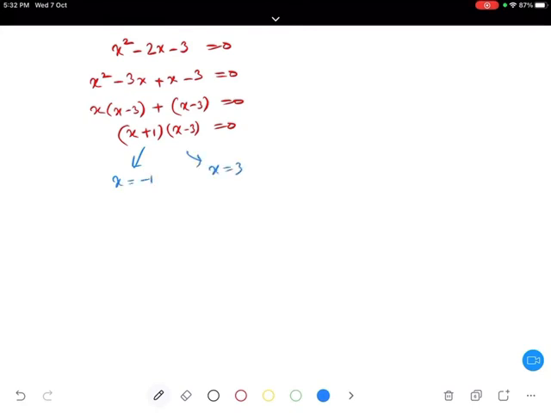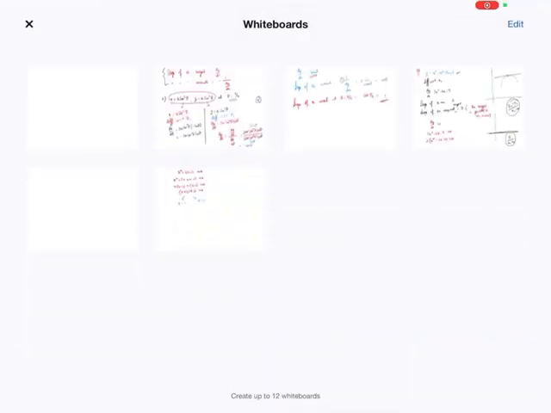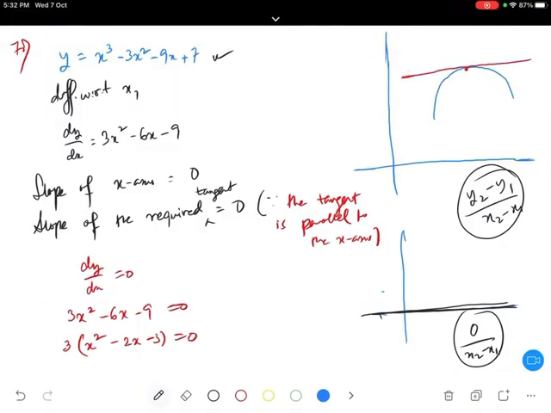Obviously you will be saying, sir, my answer is x = −1 and x = 3. No, when somebody asks you for a point, it means there is an x value and there is a y value, right? So you cannot just write x = −1 and x = 3 as the answer. I have to find the y value also. Now can anybody tell me how I can find the y value? Who can tell me?